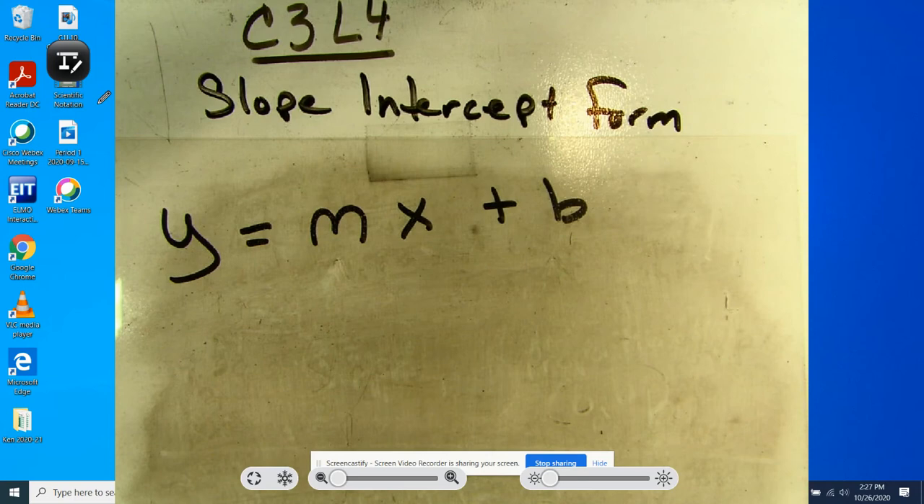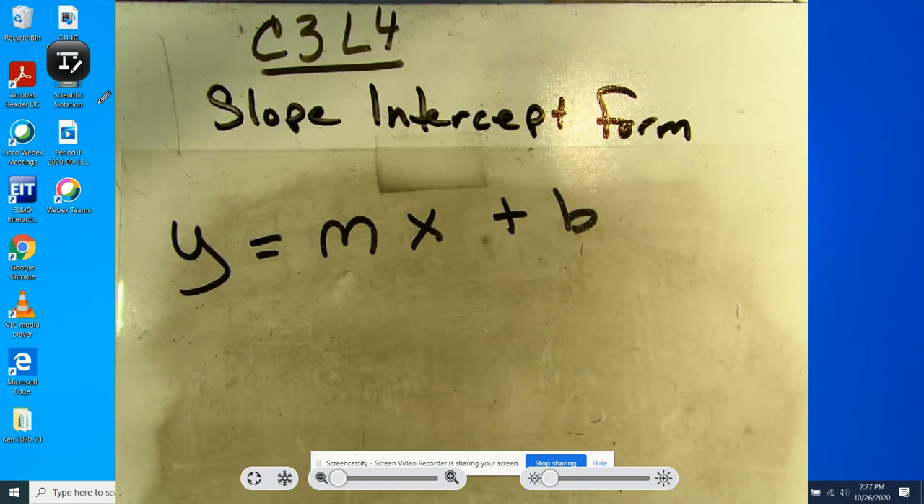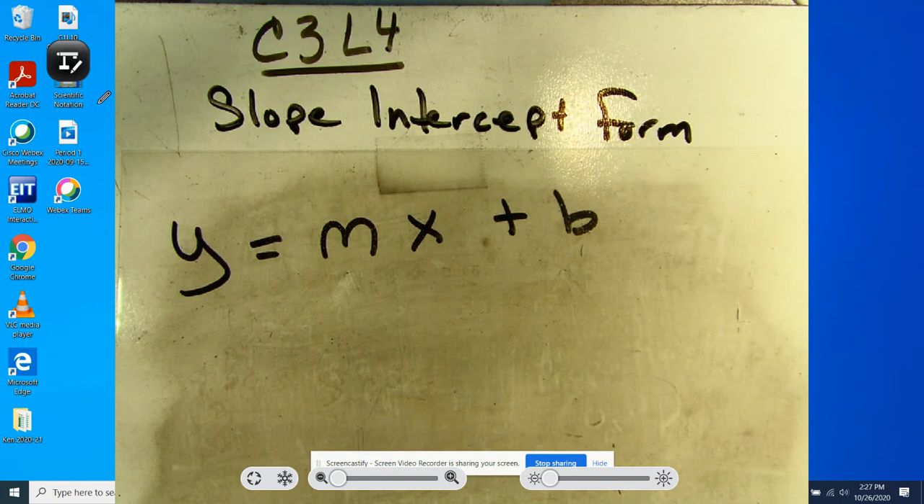Hi, so today we're going to be doing Chapter 3, Lesson 4, which is Slope Intercept Form. We've done constant rate of change, constant of proportionality, slope, and direct variation, y equals mx. Today we're going to take our line from going through the origin, y equals mx, to a line that goes through a point on the y-axis that's not (0, 0). So that would be y equals mx plus b.